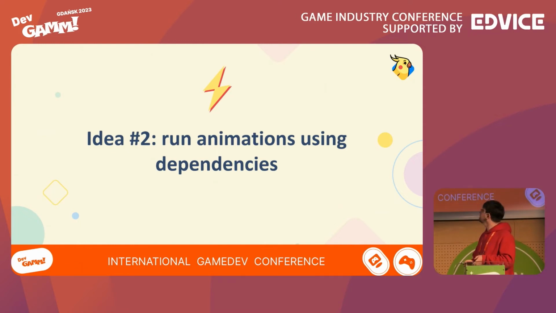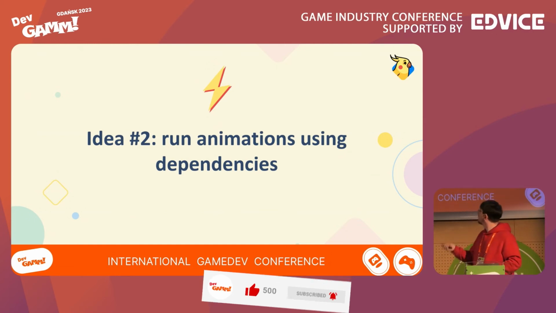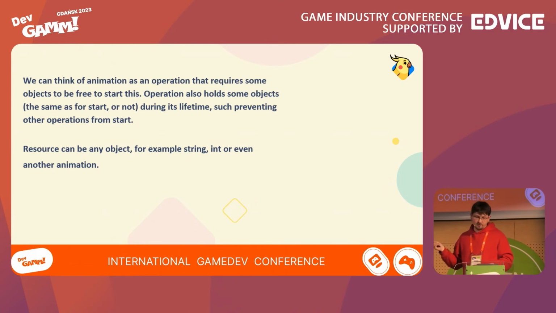The second idea: we can run animations with dependencies. So this is the name of the dependency graph from the beginning. We can think of an animation as a command operation that requires some objects to be free to start. These objects we call resources. So an animation will have two lists of resources. The first is the resources which should be free for the animation to start.